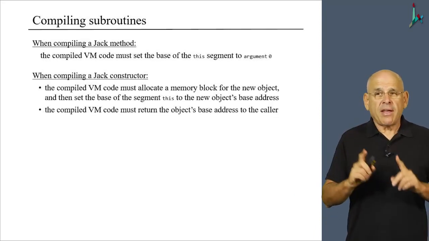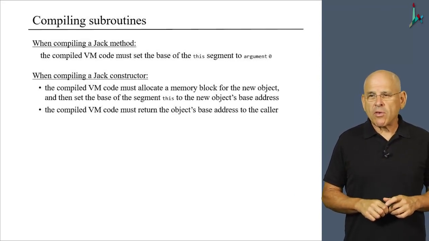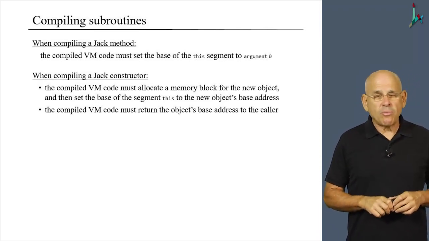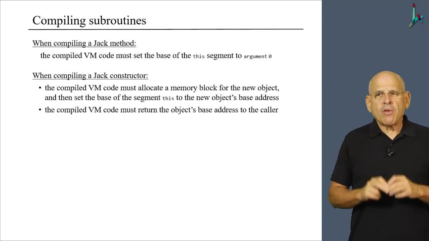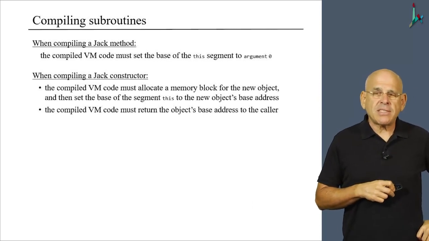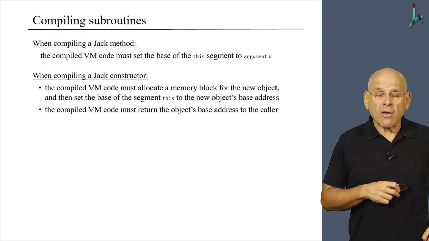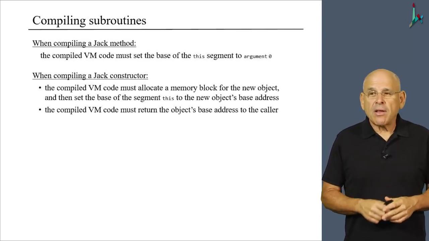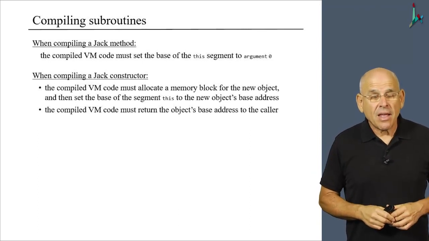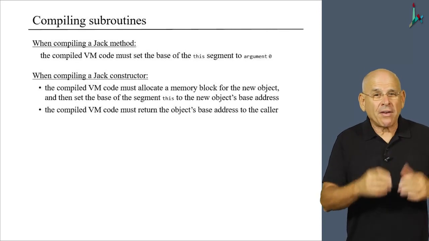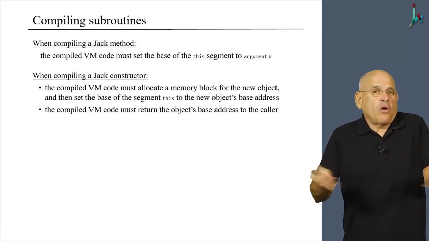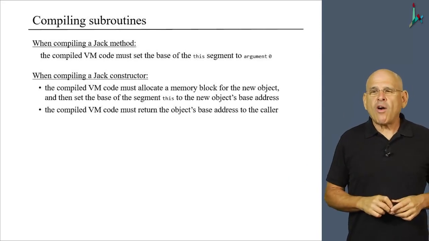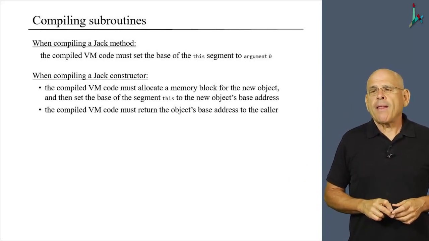And before returning, let us remember that the compiled VM code of the constructor must also remember to return the base address of the newly constructed object to the caller. Now, when I think about it, I'm not sure that we even have to specify this in the standard mapping, because if you recall, we actually elevated this requirement to the Jack level. In Jack, when you write a constructor, you must remember to always return this. And so because we require this at the Jack level, the compiler will automatically generate code for handling return this, and we don't have to mention it here as well. But there's no harm in mentioning this important convention here also.